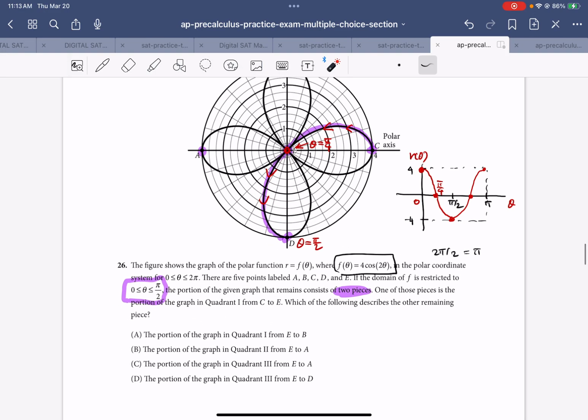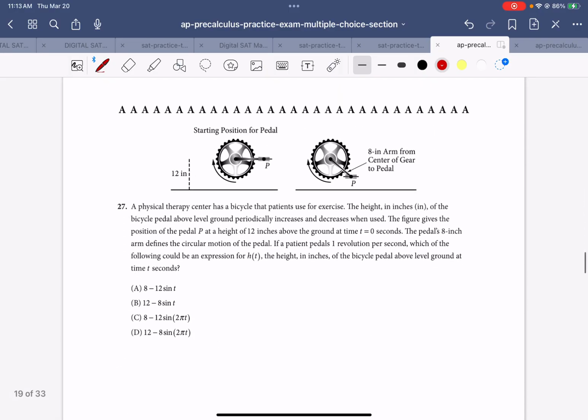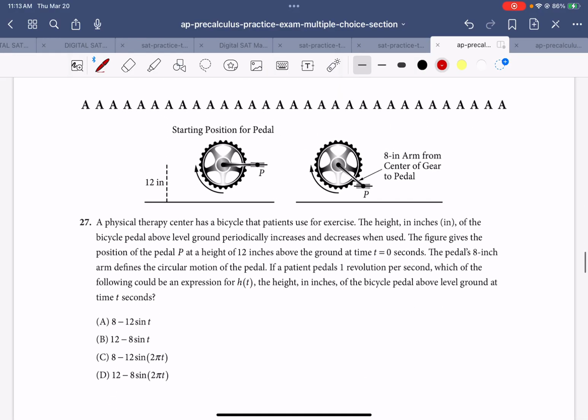The portion of the graph is in quadrant, so it should be quadrant 3, right? Here's the 3, because 1, 2, 3, 4 quadrants. So it should be quadrant 3, so not this one, and then it should be E to D. Yeah, the answer is D.